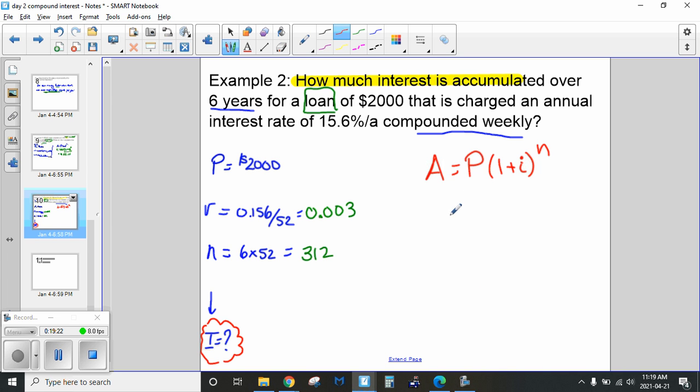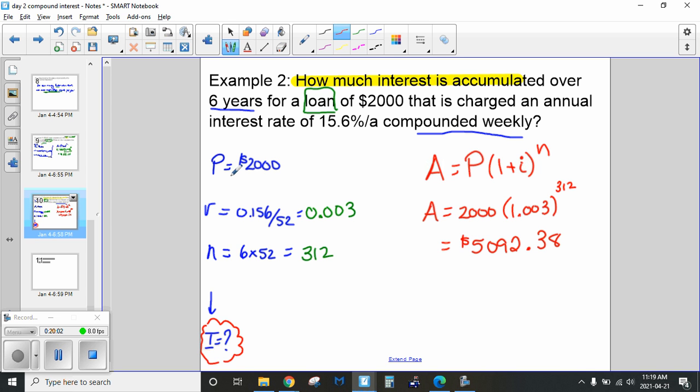Okay, so I'm going to fill in what we do know. The final amount wasn't told to us. The principal is 2,000. 1 plus the interest rate becomes 1.003. So it's just a number slightly bigger than 1 as the base. But we're going to multiply it by itself many, many times. 312 times. The answer from my calculator says $5,092.38.